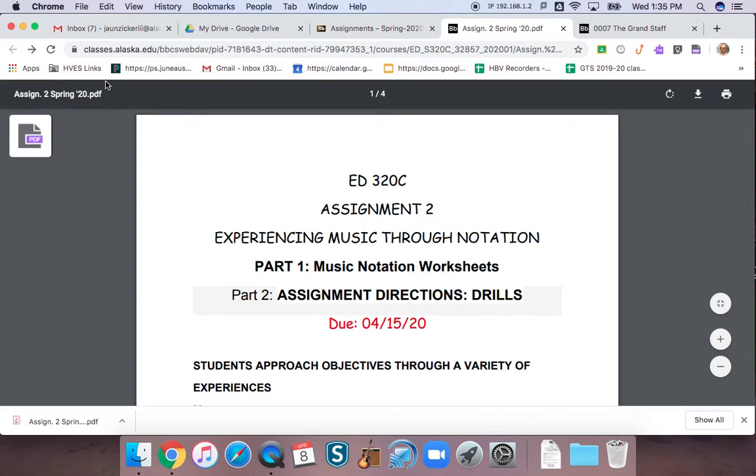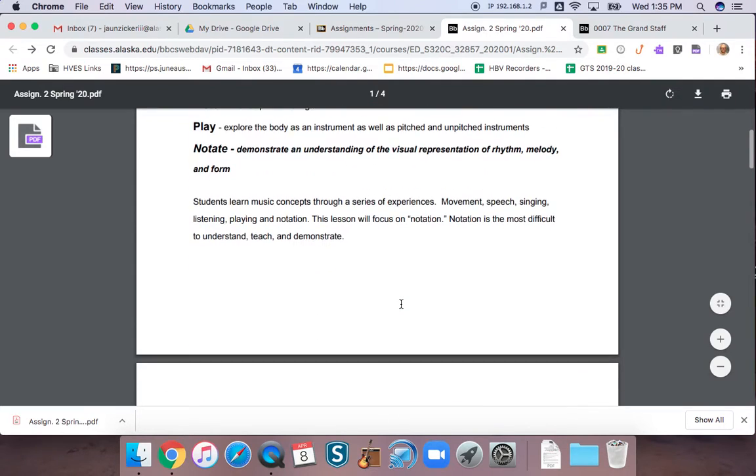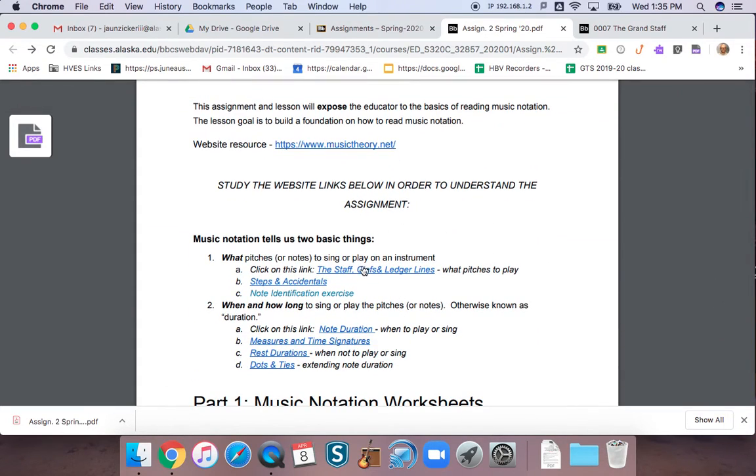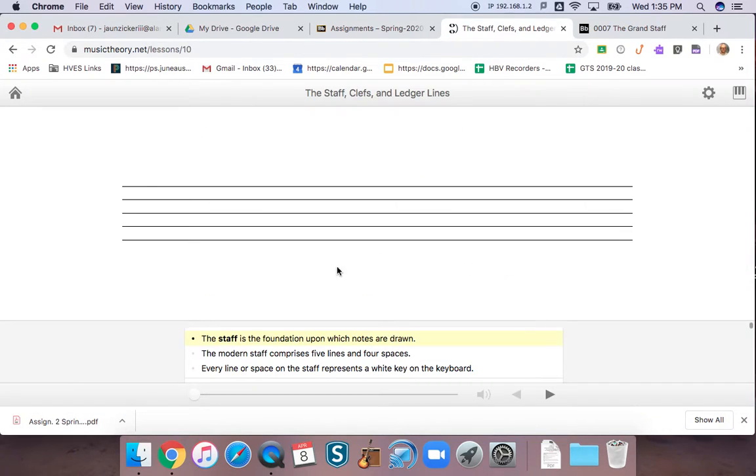Let's see, is that going to work? Oh, that'll work. We can just go back. Okay, so I'm just going to click on the link again. So click on this link, the staff, clefs, and ledger lines. This is how we determine what pitches to play. And so this is our system here.